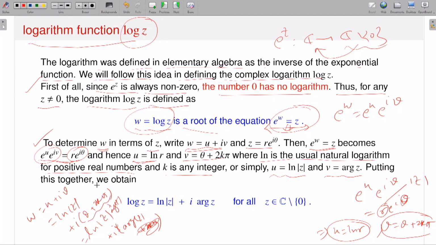Okay, so now what I will obtain is that log of z, which is exactly equal to w, which is nothing but, you can say, I will write it.